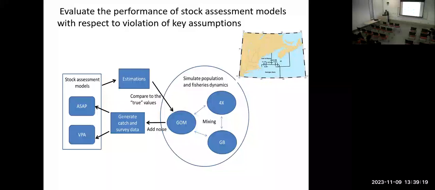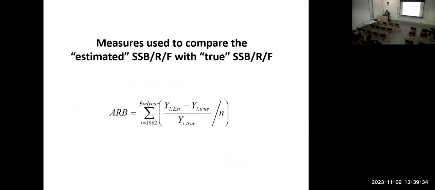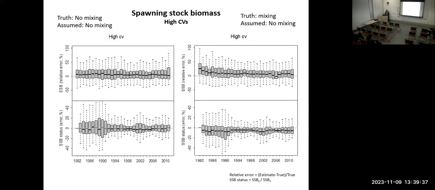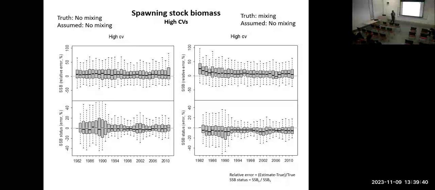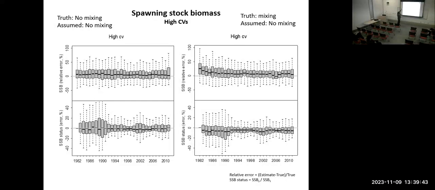So what we do here is build models that incorporate that movement among different stock areas, and then we do the assessment and look at what happened to the results. This is the measure that we use to measure the errors. It's very complicated, so I just want to point out the top one here, where you see the true non-mixing and assumed non-mixing. So that's consistent, you make the right assumption. This one is really nice. This is the spawning stock biomass estimate, and this is the SSB status. They're really nice, unbiased.